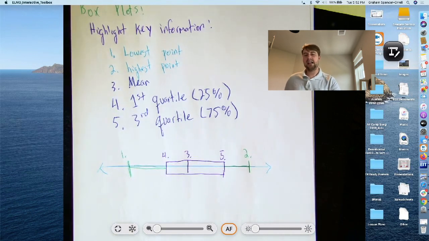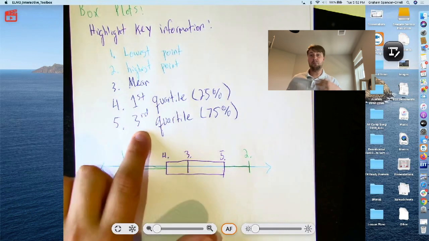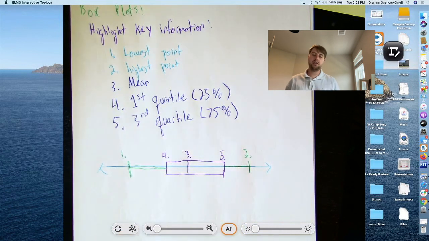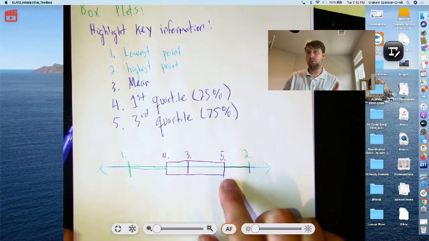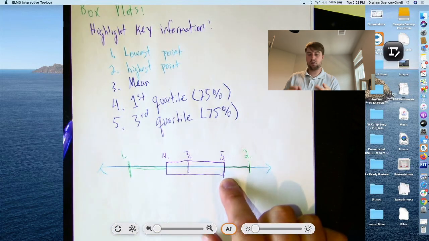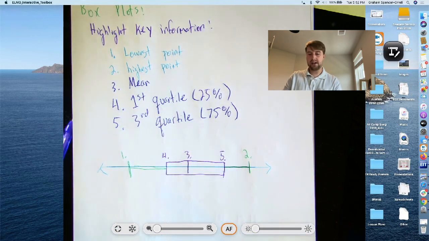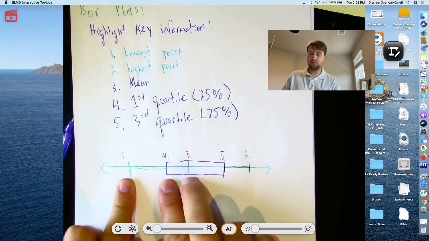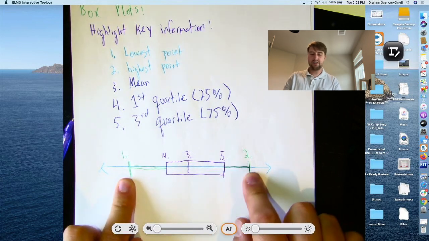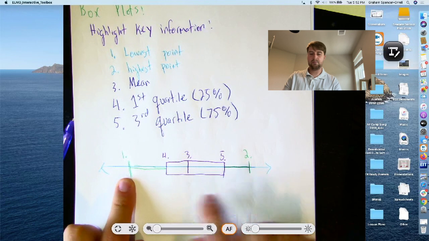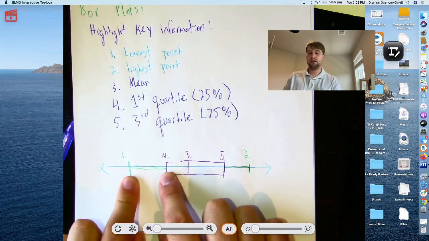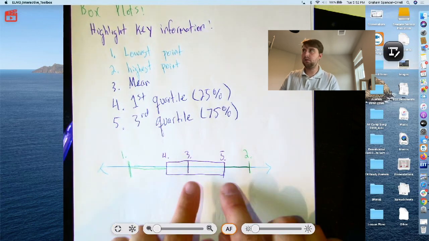Your first quartile and your third quartile, you'll dive more into in seventh grade. We just wanna get you familiar right now. It will have to do with you separating your data into quarters. So you have one quarter, second quarter, third quarter, and then your high one. So effectively you have a quarter of your data here, a quarter here, a quarter here, and then the last quarter here.